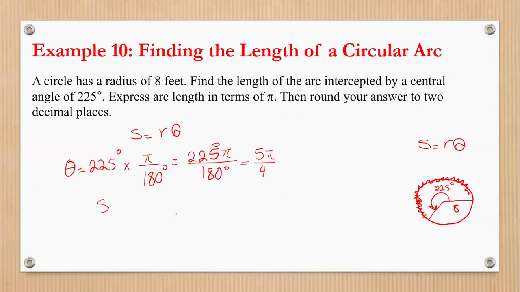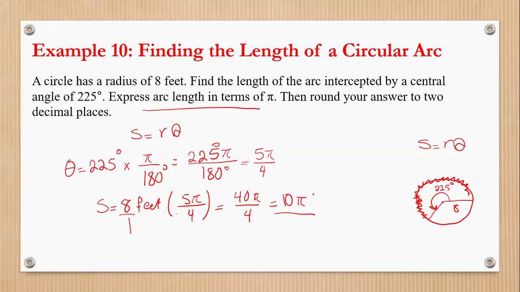Now we can replace it into the formula. R is 8 feet multiplied by theta, which is 5 pi over 4. And if I multiply them, we get 40 pi over 4, which is 10 pi. If I want to show it in terms of pi, I'm done. But if I want to round the answer to 2 decimal places, I need to use the calculator and multiply 10 by the pi key, and the answer would be 31.42 if I round it to 2 decimal digits. And don't forget the unit, which is feet. The unit is based on the unit of the radius of the circle.